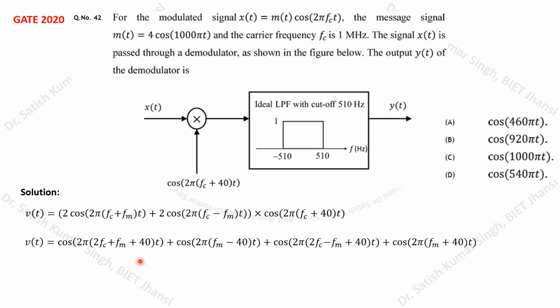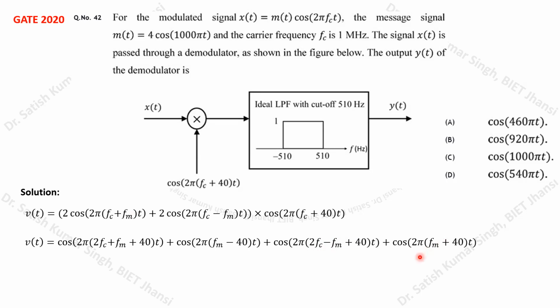Again, if you see this particular component, it is 2fc − fm + 40. So again it is somewhere around 2fc, because fm is much smaller than fc. So again this frequency component is somewhere around 10 to the power 6, a very high frequency component, and it will be rejected by this low pass filter. Now we are left with two terms.